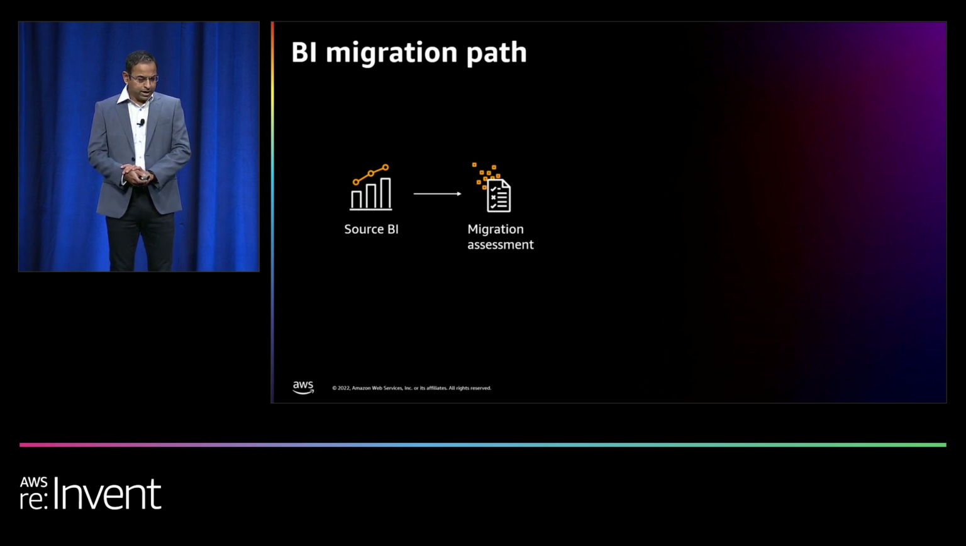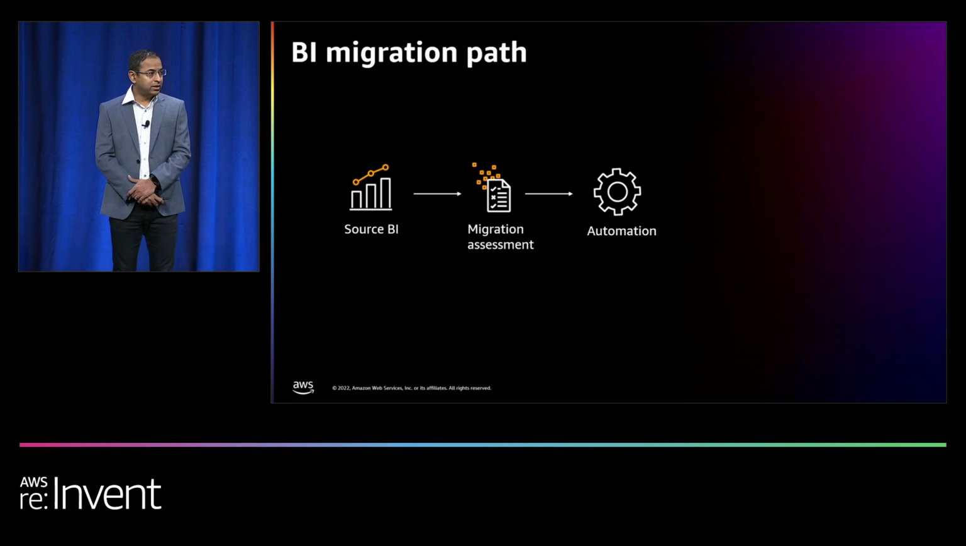All right, so you have the migration assessment. You know what the complexities are and what objects are out there. So the next step is automation. Automation helps you migrate much faster and much more effectively. What are you expecting in the automation?